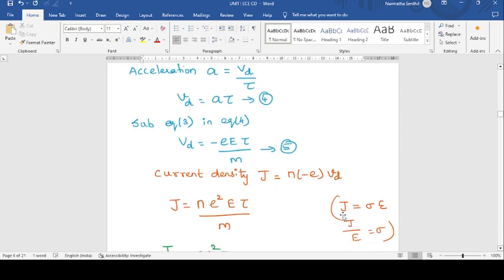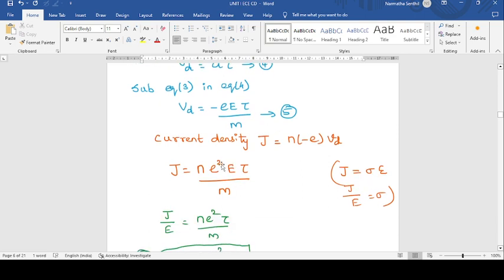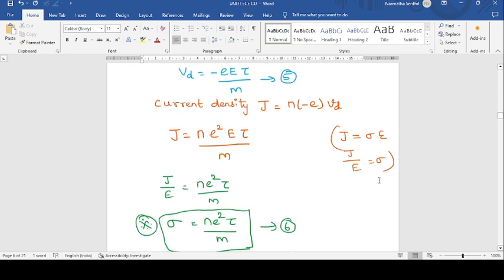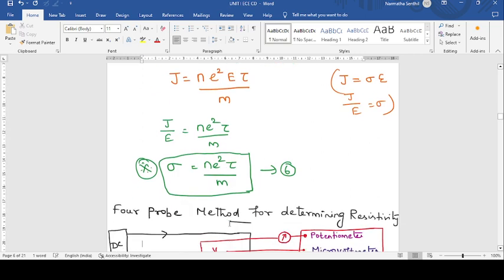We know that the current density is equal to sigma E. So we want the value of sigma, and we rewrite this equation: sigma is equal to J by E. So bring this E to the denominator. So J by E is equal to n e square tau by m. From this, we got the value of electrical conductivity. So the electrical conductivity sigma is equal to n e square tau by m, where n is the number of electrons or number of charge carriers per unit volume, e is the charge of the electron, tau is the relaxation time, and m is the mass of the electron.